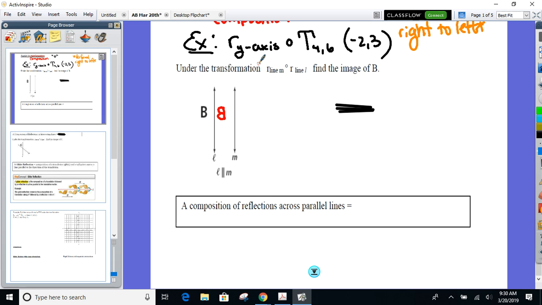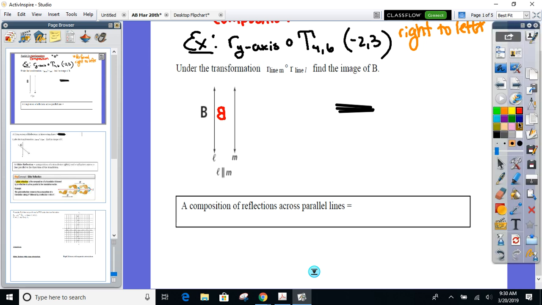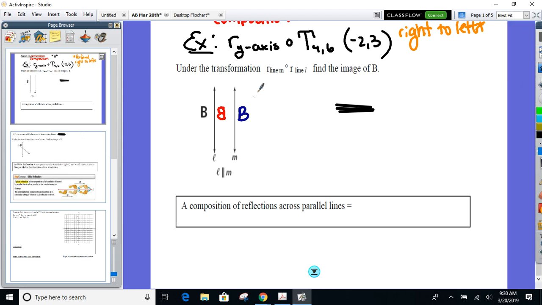Right. Everyone good? Now continue reading right to left. I reflected over line L. Now I want that one reflected over M. So go ahead, take your current B and reflect it over line M. And there we go. That's the B we end up with.